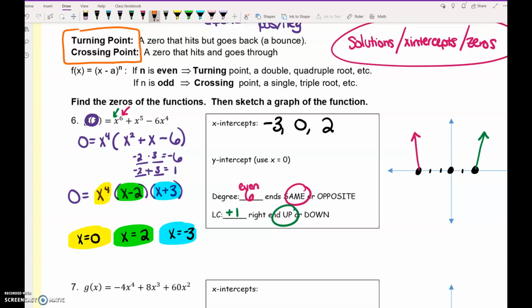It is a turning point if the solution comes from a term that has an even exponent. So you're looking at where the solutions come from. The solution x equals 0 comes from this term x to the 4th, and that has an even exponent. So that is going to be a turning point.